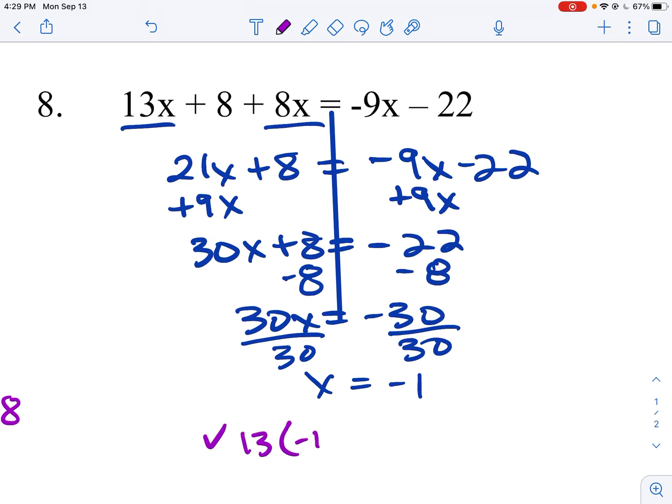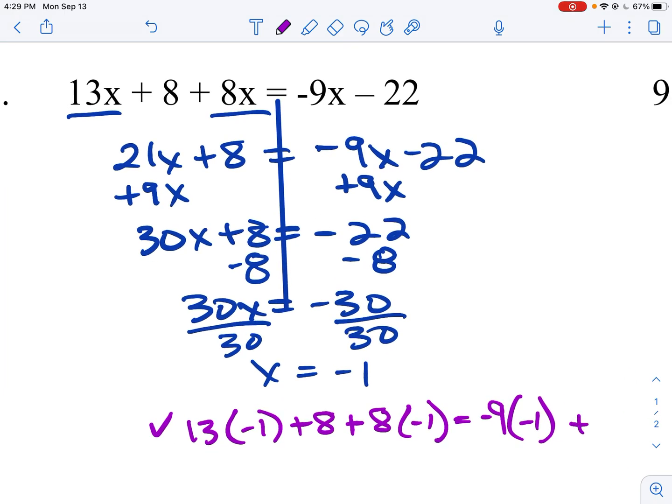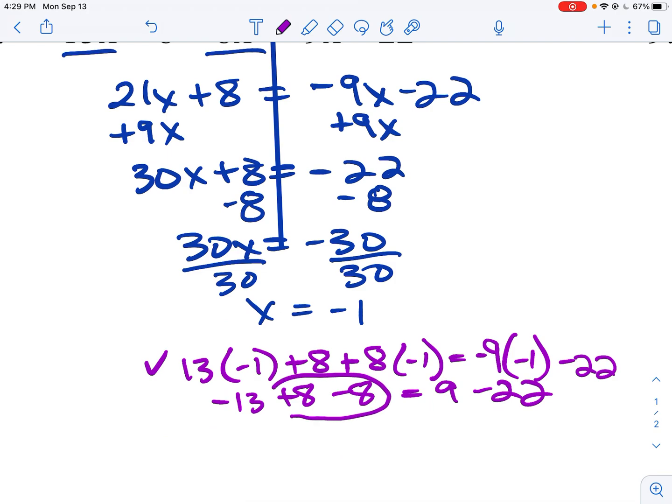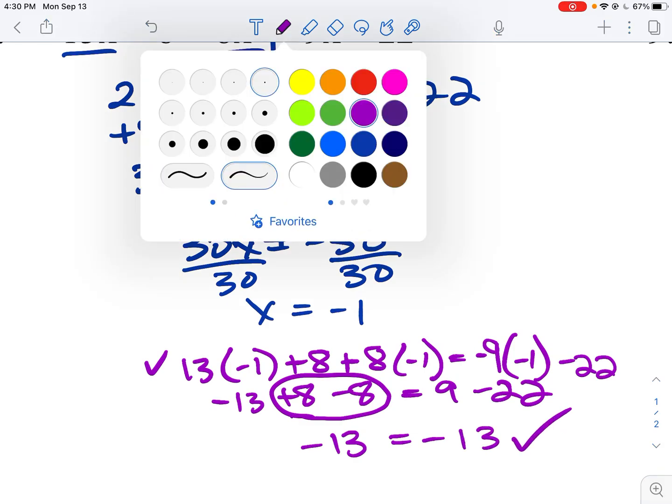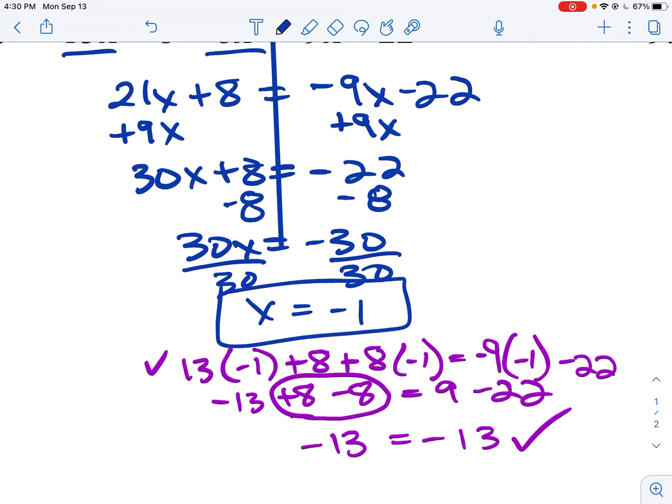Then I plug it in to make sure I did it correctly. 13 times negative 1 plus 8 times negative 1 equals negative 9 times negative 1 minus 22. So negative 13 plus 8 minus 8 equals 9 minus 22. Hopefully you see right here that those go away. So yes, it works.